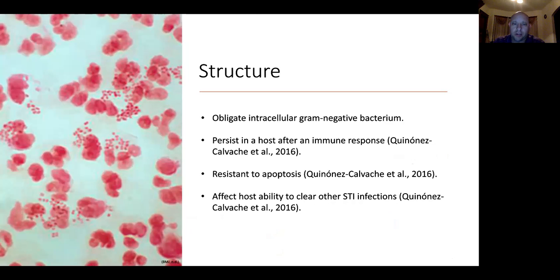Okay, so let us talk about the structure of this organism. Again, it is an obligate intracellular gram-negative bacterium, as seen in the picture. What I want you to focus on is not so clear in this picture, but if you look closely, you can see in this cell where these are the Chlamydia trachomatis, and you can see how they are inside intracellularly. That's the telltale sign that it is Chlamydia trachomatis.